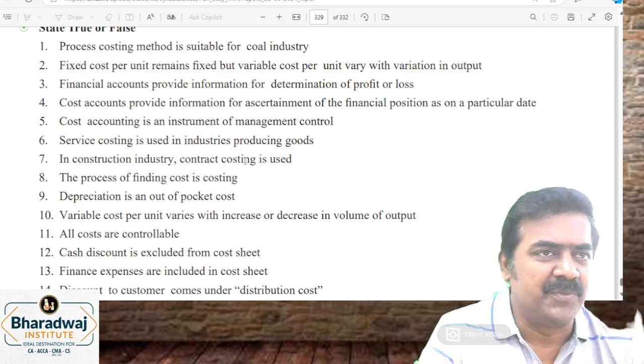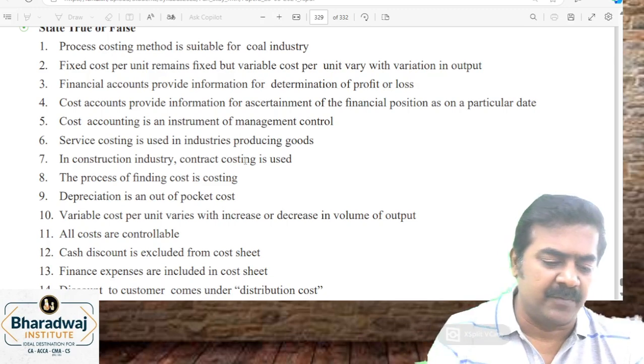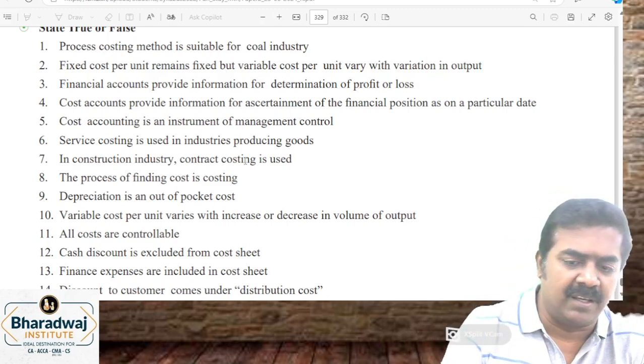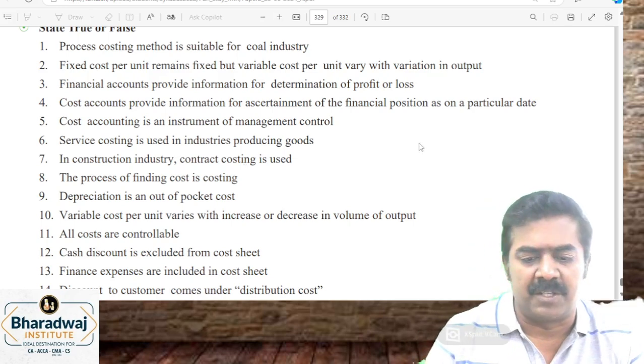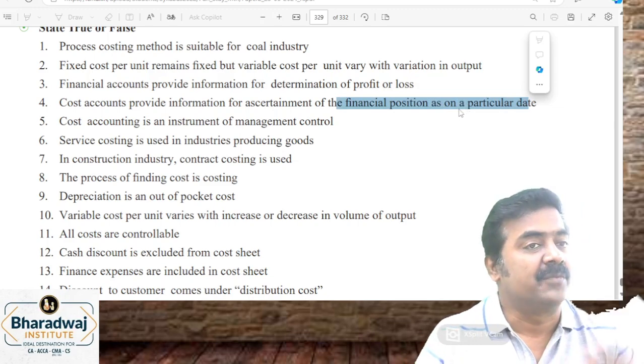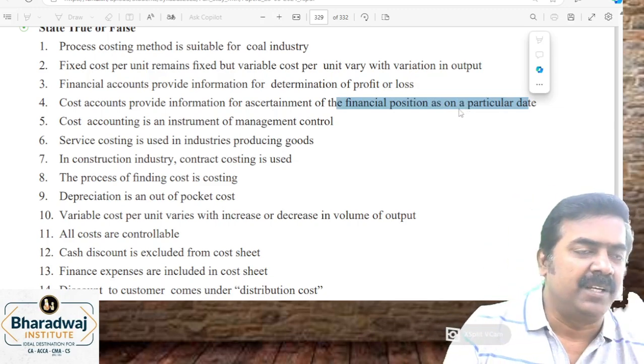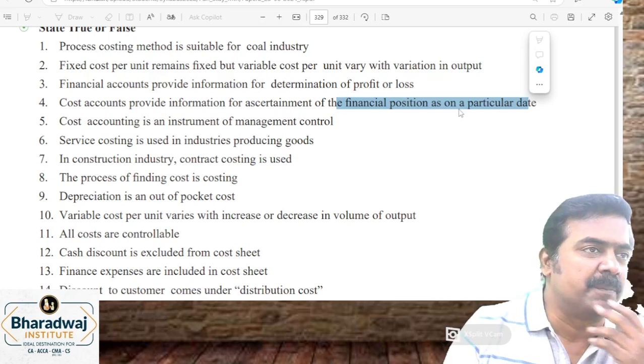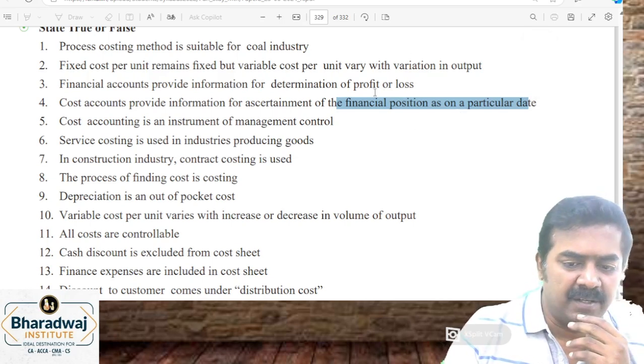Cost accounting is to fix the selling price, control the cost, providing information to management for what? Decision making. That is not providing any financial position. Which accounting gives the financial position? What is the financial position? Balance sheet. P&L account and balance sheet. Which accounts prepare them? Financial accounts prepare. False.